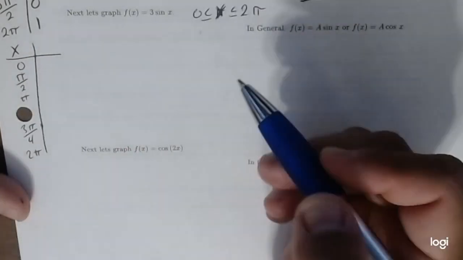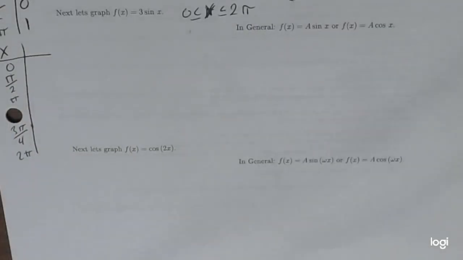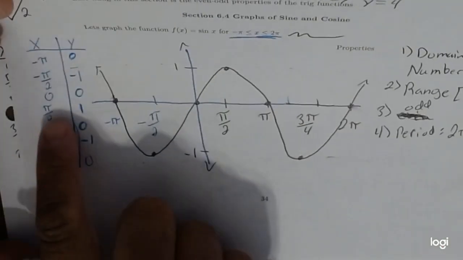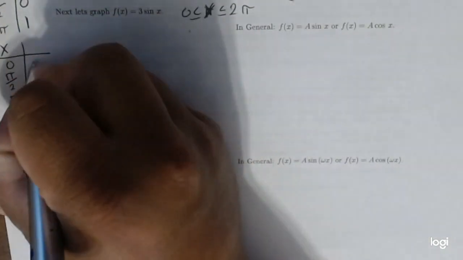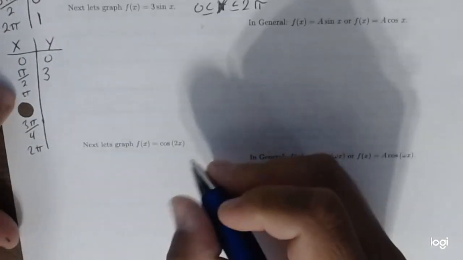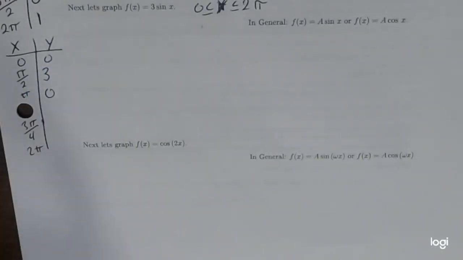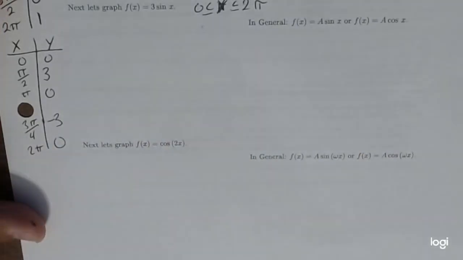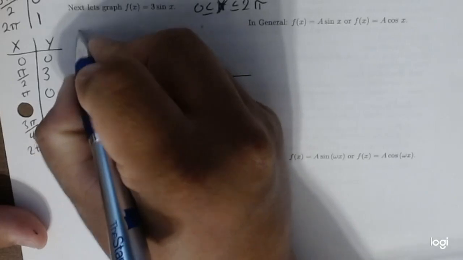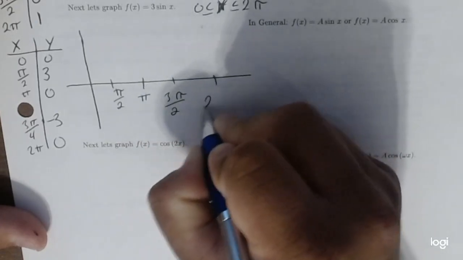Okay, and now all we're going to do is plug it in and see what we get out, right? So plug in 0. When we plugged in 0 for sine, we got 0 out, and then 0 times 3 is still 0, right? Sine of pi over 2 is 1, right? So 1 times 3 gives you 3. Sine of pi is 0 times 3 is 0. Sine of 3 pi over 2, we got negative 1. So negative 1 times 3 is negative 3. And this ends up being 0 again, right? So let's graph this and see what's actually going on here. So 0, pi over 2, pi, 3 pi over 2, and then 2 pi.